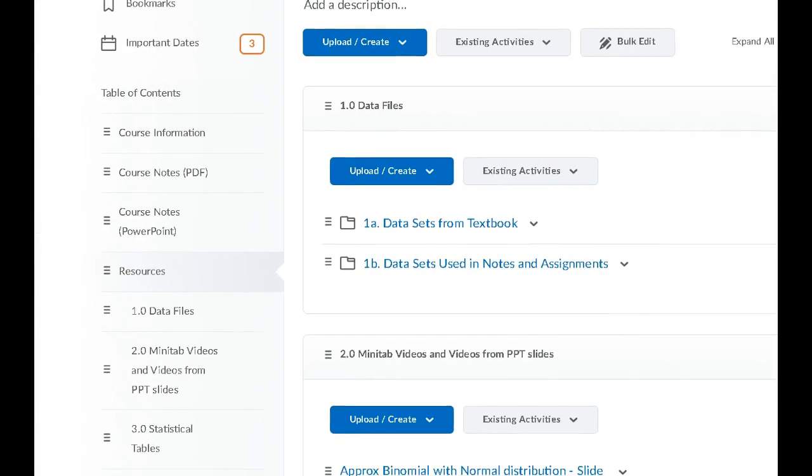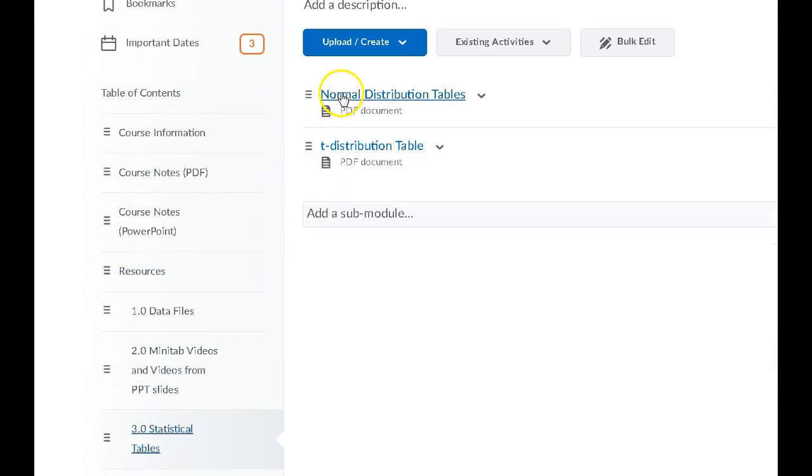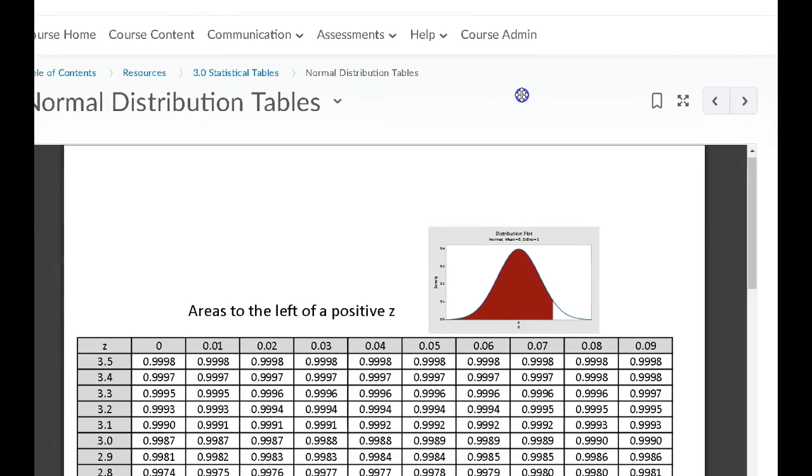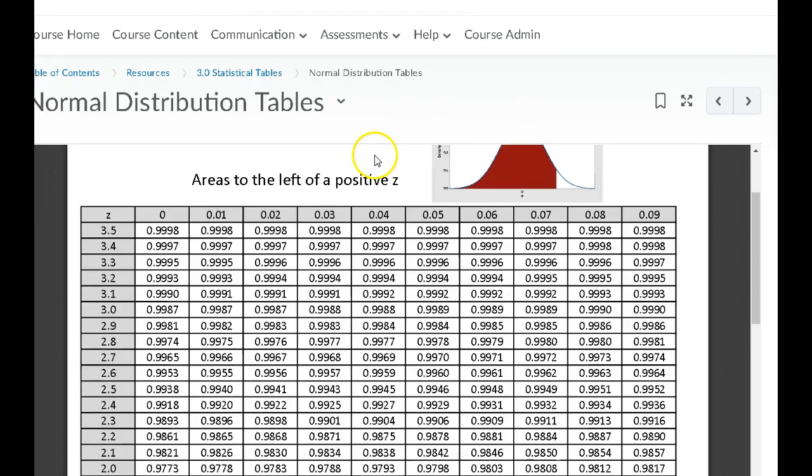Okay, I'm here in our course. Under the Resources tab, there's a tab here that says Statistical Tables. We want to use the normal distribution tables. All right, this table pops up. And by the way, you could print this off if you want.